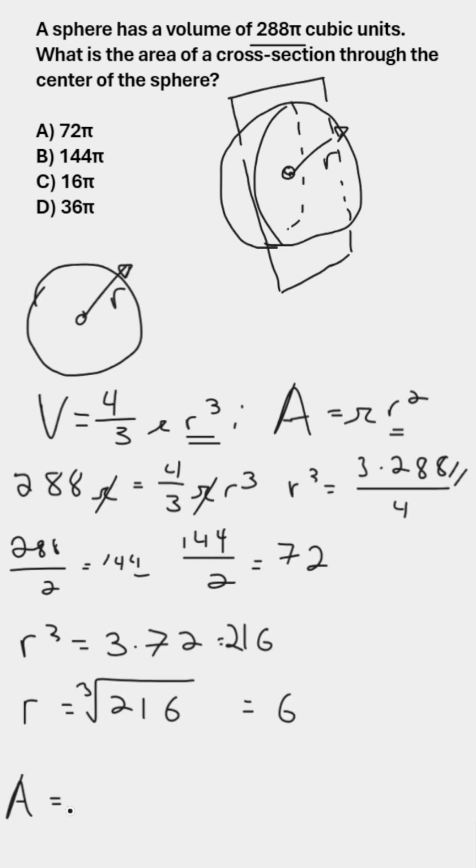Okay, so let's substitute that back into our area equation. We know that area is equal to pi r squared, which is equal to 6 squared times pi, and that's equal to 36 pi. So that means our final answer is going to be D, 36 pi.